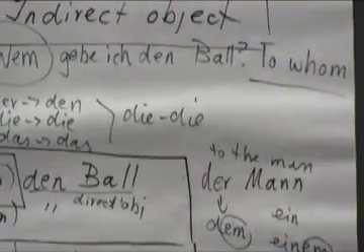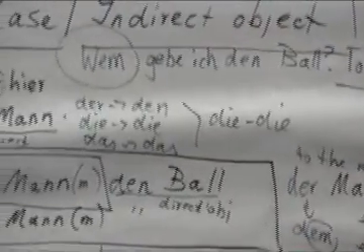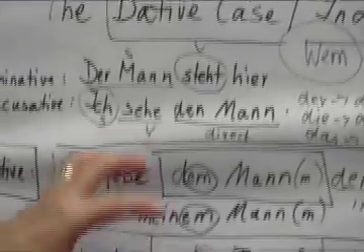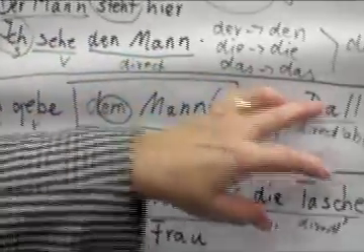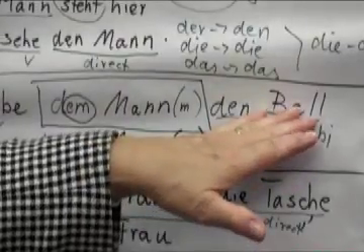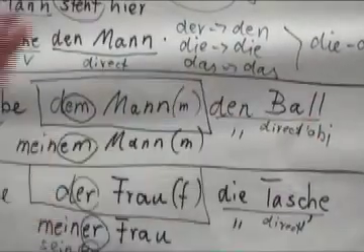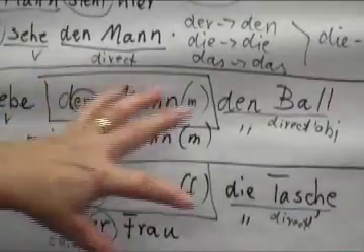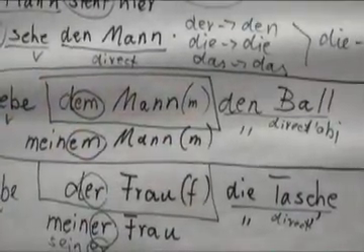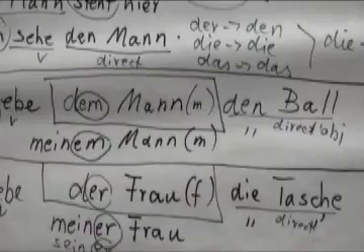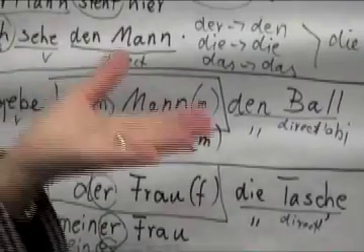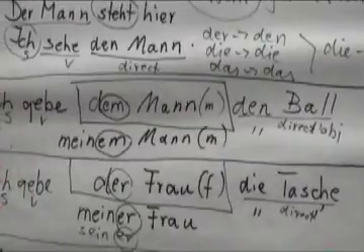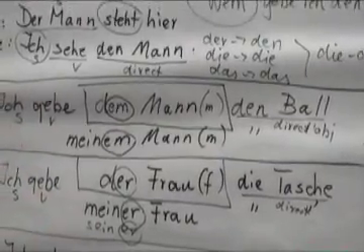All right, so that's the introduction into the dative case. Remember, you have a subject, a verb, and then you have two objects. You have a direct object, which goes to the end of the sentence, and you have an indirect object, which precedes the direct object. And in English, we would say, I give the man the ball, or I give the ball to the man. So we also have two different ways of expressing the indirect object in English.